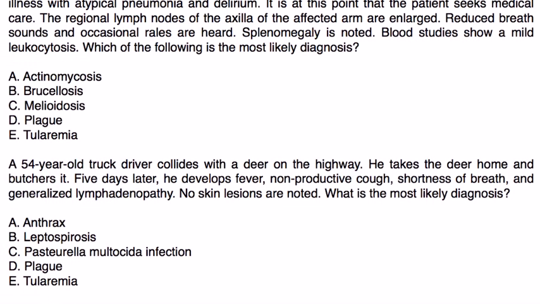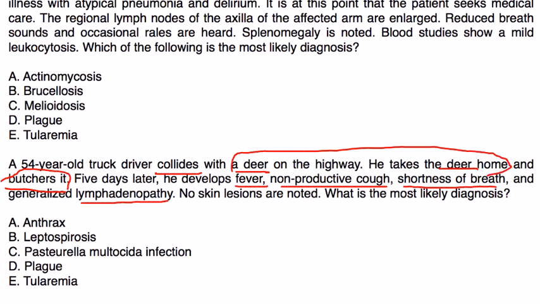A 54-year-old truck driver collides with a deer on a highway. He takes the deer home and butchers it. Five days later, he develops fever, non-productive cough, shortness of breath, and generalized lymphadenopathy. No skin lesions are noticed. What is his most likely diagnosis? Again, if you didn't have the history, you would just say, well, sounds like pneumonia or sounds like some infection. So very difficult. But fortunately, you took a history and he told you that five days earlier he had this contact with this deer. That points to tularemia, especially if it's in an area that's very endemic to this condition.